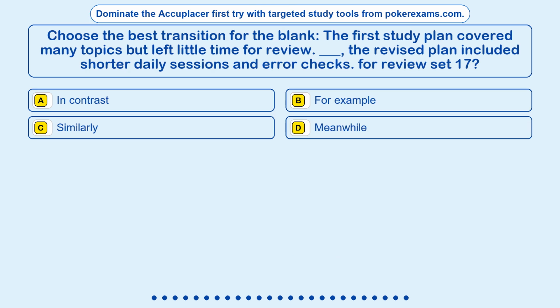Question 21. Choose the best transition for the blank. The first study plan covered many topics but left little time for review. Blank. The revised plan included shorter daily sessions and error checks. For review set 17, option A. In contrast. Option B. For example. Option C. Similarly. Option D. Meanwhile.